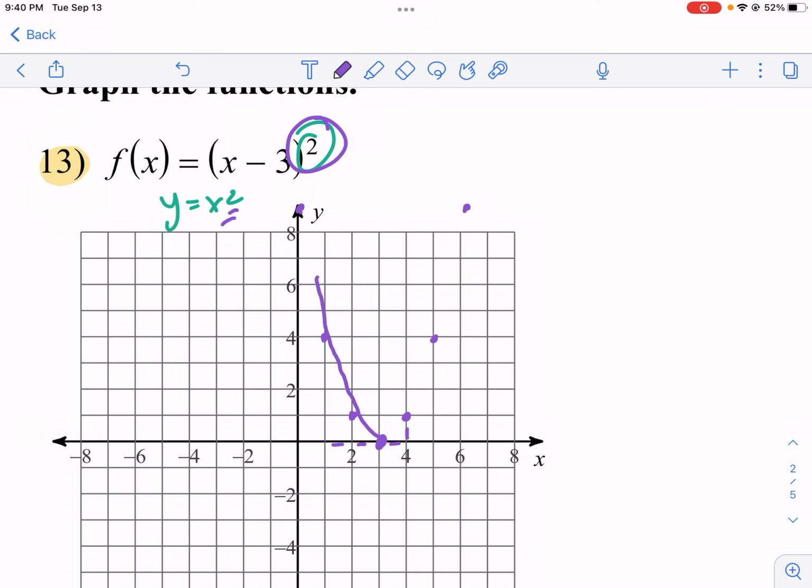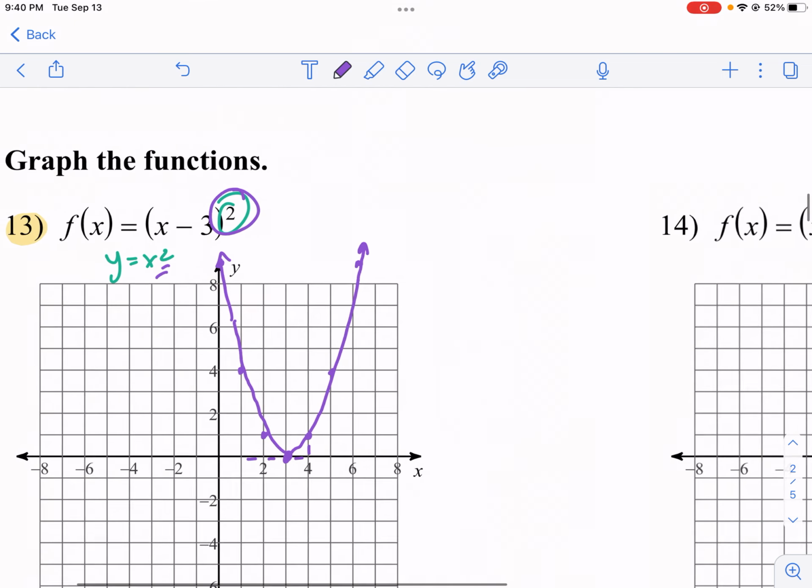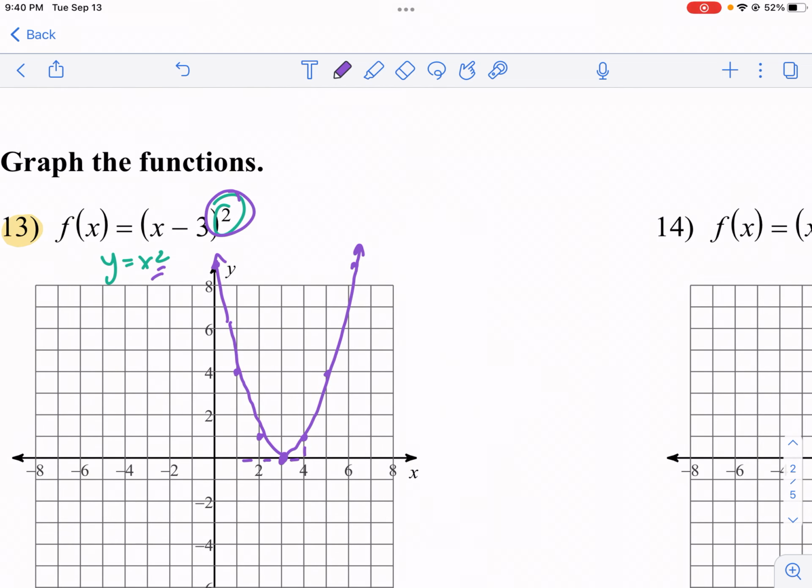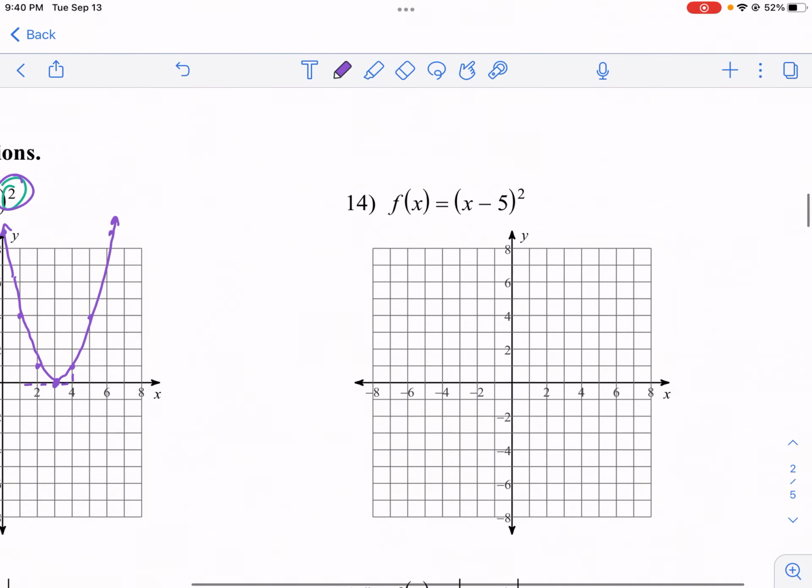And it's going to look like this. Okay, pretty good. Doesn't have to be perfect. But we get the idea that it's just a parabola that's slid over 3 units from the parent function.